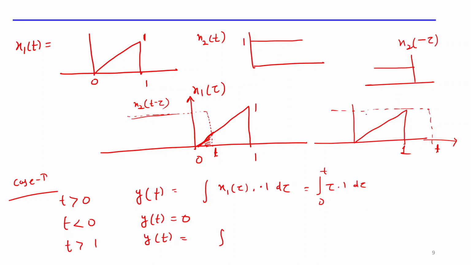Yes, but here this is x1 of tau, this is only tau, right, sir? Yes, sir. And the second one is height 1 and multiplication. But here the limit will be set from 0 to 1, right? Not 0 to t. Yes, sir. Yeah, the overlapping area. So in this case, you need to find out the answer.